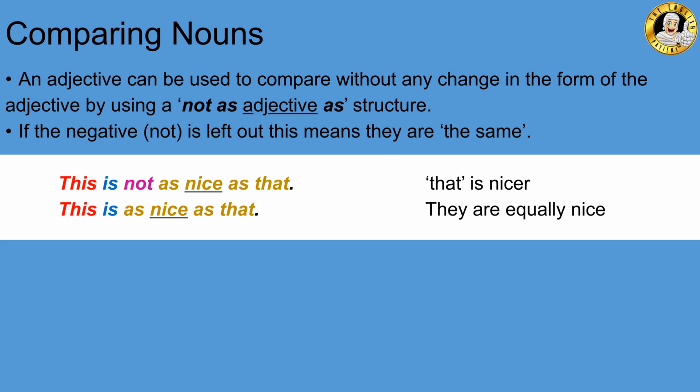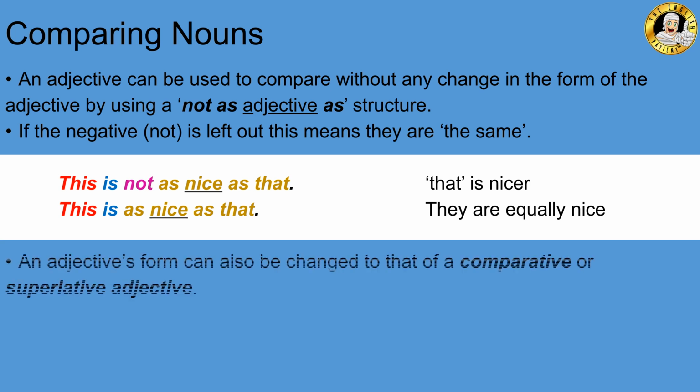So for example, if I say this is not as nice as that, then that is nicer than this. But if I say this is as nice as that, then I am actually saying that they are the same. They are equally nice. Now, an adjective's form can be morphed. It can be changed to that of a comparative or to that of a superlative adjective as well, if we want to actually compare.